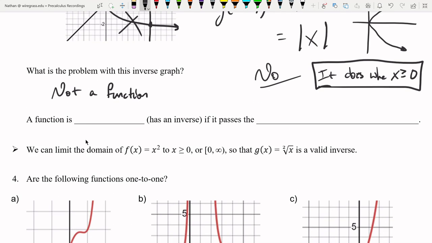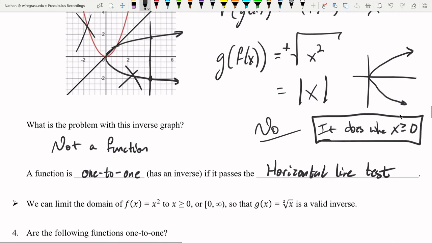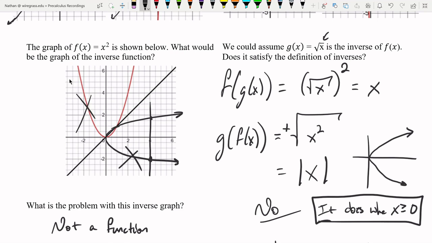Now, a function is one-to-one, has an inverse, or is also called invertible, if it passes the horizontal line test. And you can see, if we go up here and take a horizontal line, it crosses it twice. So no, this does not pass the horizontal line test.